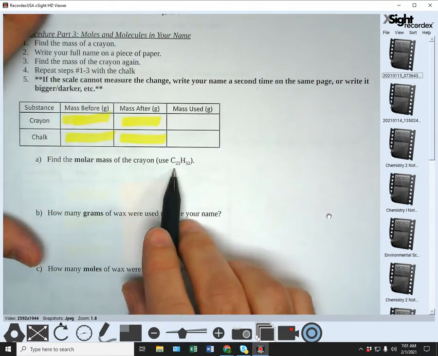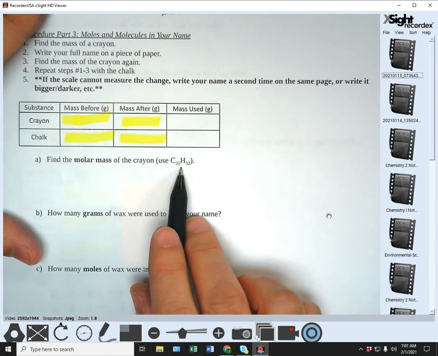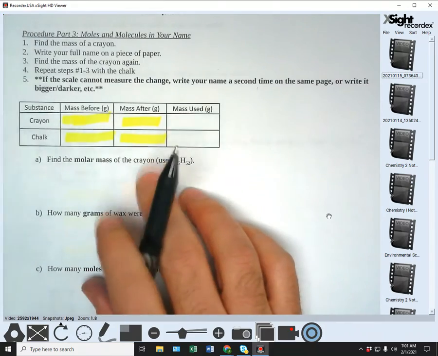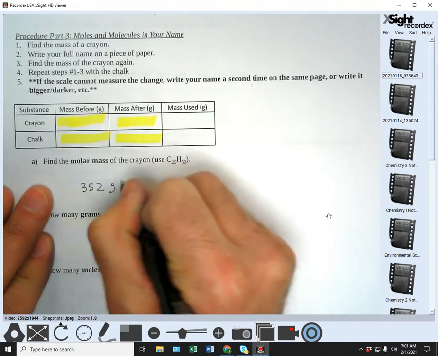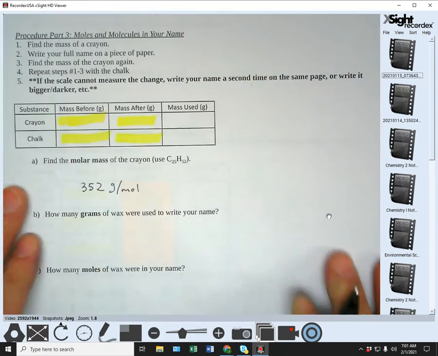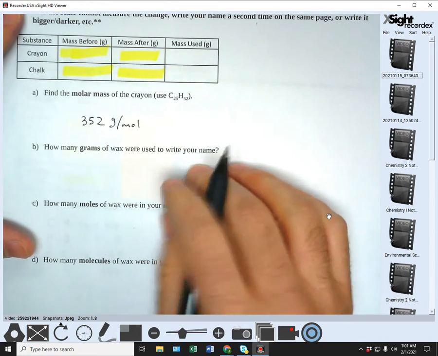All right. Molar mass of the crayon. Guess what? Look here. It's the same as it is wax. The crayon is wax. So you've already figured this out earlier. You don't have to redo the math. That's 352 grams per mole. Okay. How many grams of wax were used to write your name?